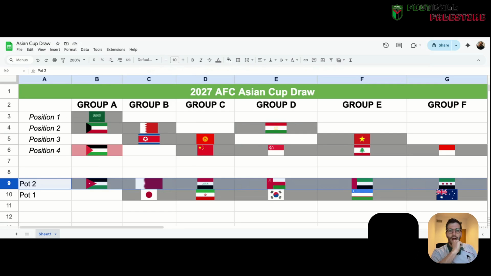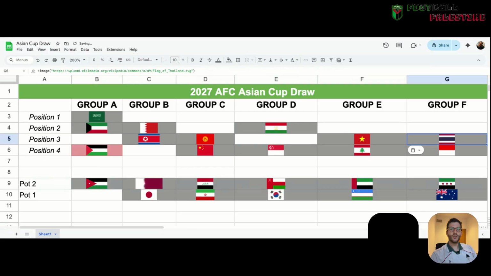Yeah, I don't know. How are we feeling about this draw? It's interesting. This could be a very tough draw, depending on who comes out of pot 2. We're just on the verge here of finding out who comes out of pot 2. F3 Thailand. So that takes us to position 3. So they'll play Indonesia in that first game. Thank you, Jamal. And we move on now to pot 2.